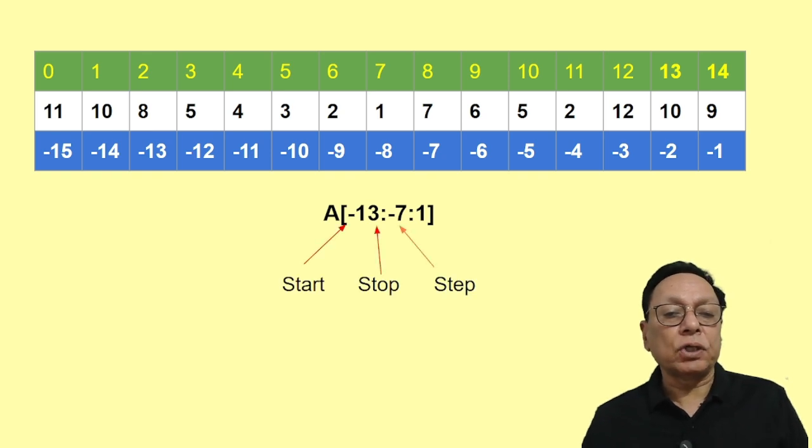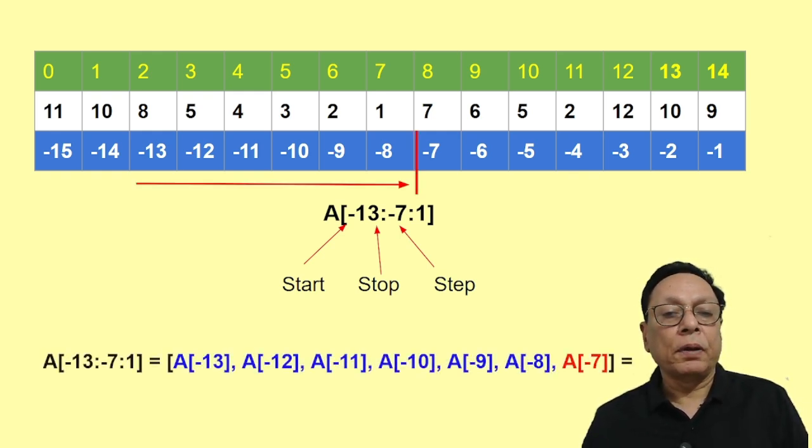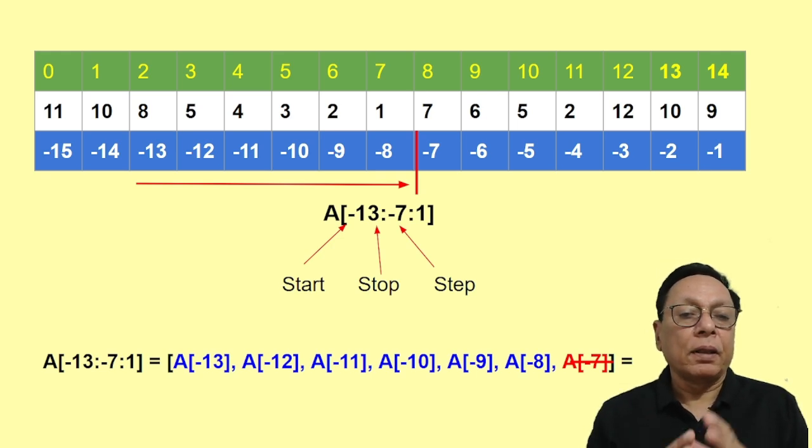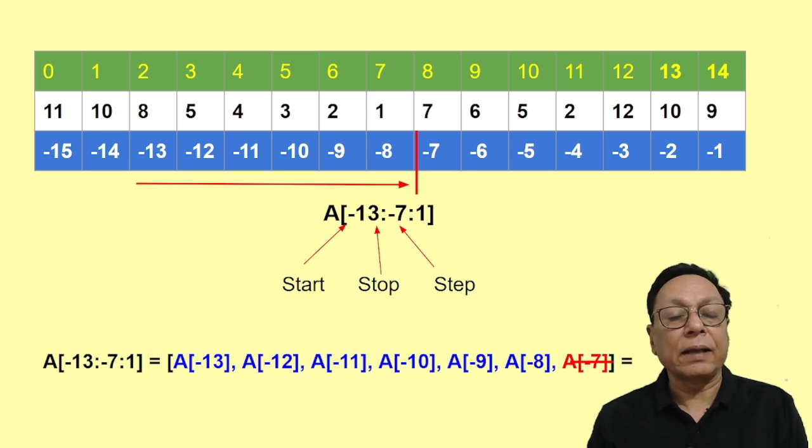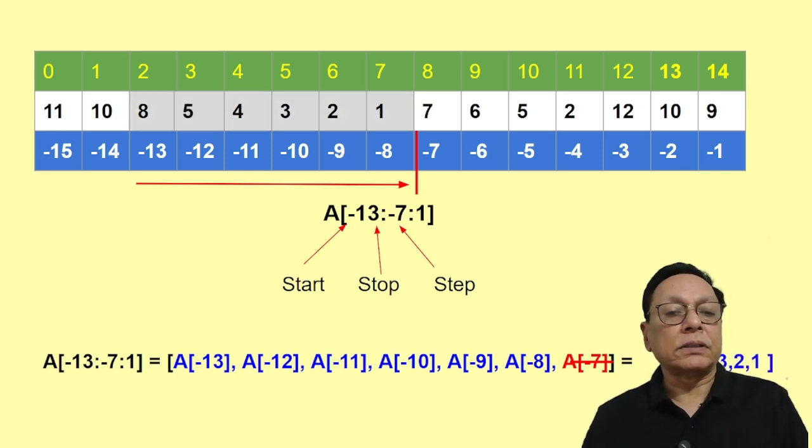So this is my start, stop and step. My start is -13, my stop is -7, and my step is +1. Look at this: -13, -12, -11, -10, -9, -8 and -7. -7 will be excluded here because we are moving left to right and the step is +1. So the values of this slice will be 8, 5, 4, 3, 2, 1.